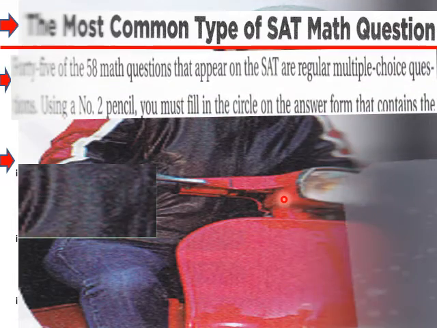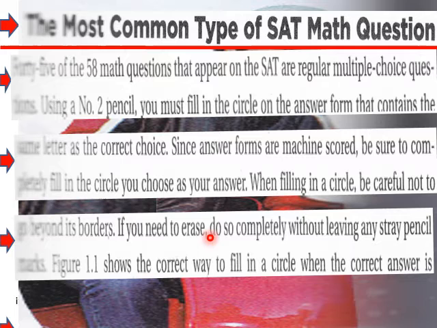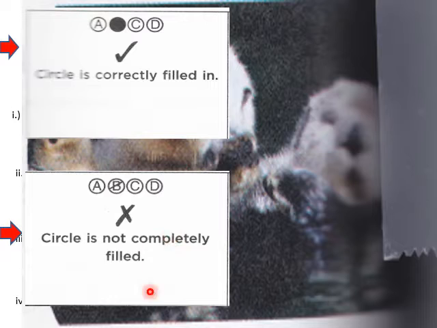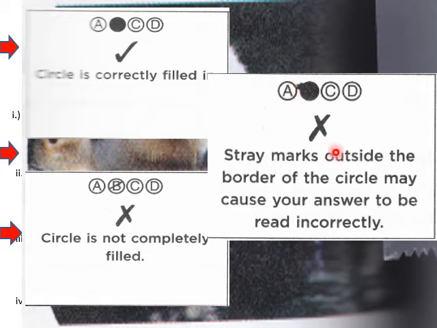The most common type of SAT math question: 45 of the 58 that appear on the SAT are regular multiple choice questions, using a number 2 pencil. All forms are machine scored, so be sure that you fill in the circle completely. That's the important thing. This circle is correctly filled. This one would not be. This would not be scored. They have to be filled in completely like that. If you have stray marks outside, it could be read incorrectly.